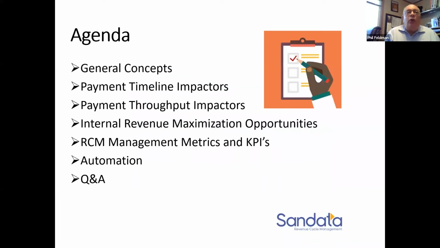So let's get into what we are going to look at today. We're going to start out with general concepts, namely, what is the revenue cycle and what are we managing? We're going to look at impactors to the payment timeline, how quickly your money comes through. Impactors to the payment throughput, how much you're collecting of what you bill. We're going to look at some revenue maximization opportunities. How does revenue cycle management help you maximize your revenue? We're going to look at some metrics and KPIs for you to use to manage the process. We're going to take a look at some automation opportunities, and then we'll hit Q&A with about 15 minutes left to go in the hour.